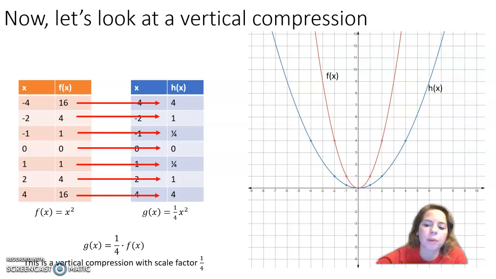So it's still vertical, but now we're going more downward. And we have that k value that we would now refer to as a fraction. We have 1/4 there, and that also is our scale factor.